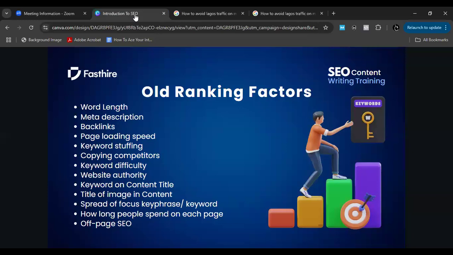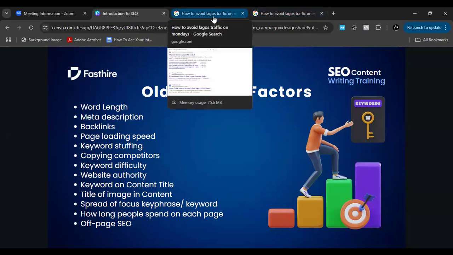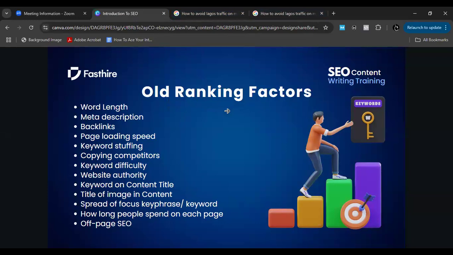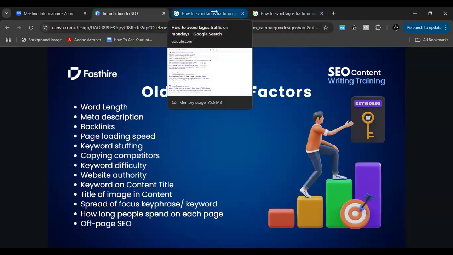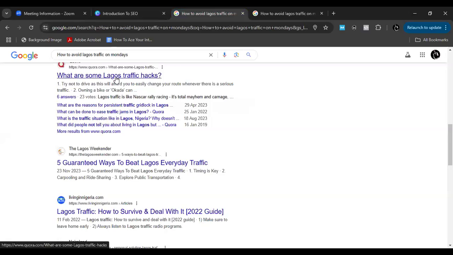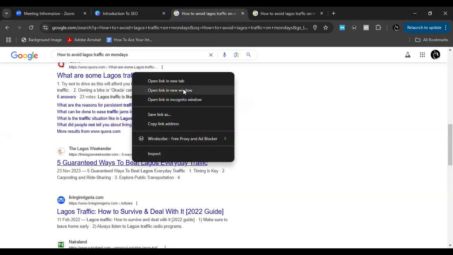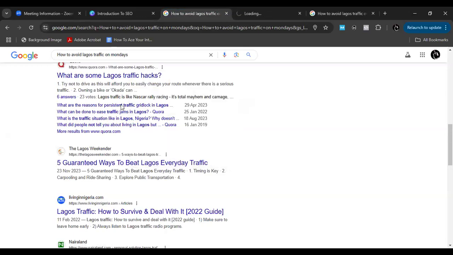Okay, I'll keep that there and I'll still come back to it. Meta description, backlinks, page loading speed, keyword stuffing. So I'm going to explain all of these together. I know some of you who went through the material I shared would have gotten this, but I'm just going to shed light on it a bit. Now I'm going to open this. For instance, I'm going to open this quickly.